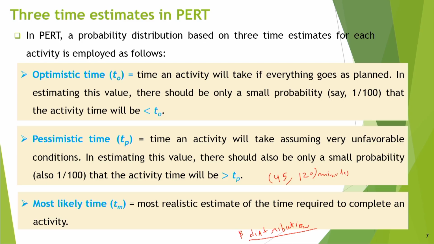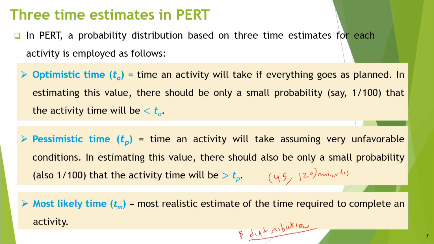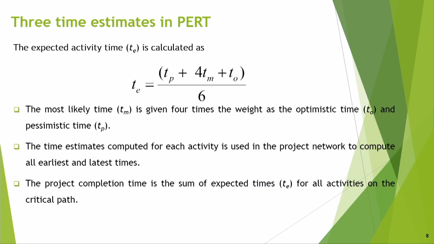Then there is a most likely estimate, the most realistic estimate of the time required to complete an activity. Suppose you were forced to do a deterministic analysis, then you would say one time. Most of the time you can find out in various ways how much time it takes, then you say it is the most likely estimate. But the expected activity time Te is calculated as Te is equal to Tp plus 4 Tm plus To by 6. Based on the beta distribution, we obtain that expected time.